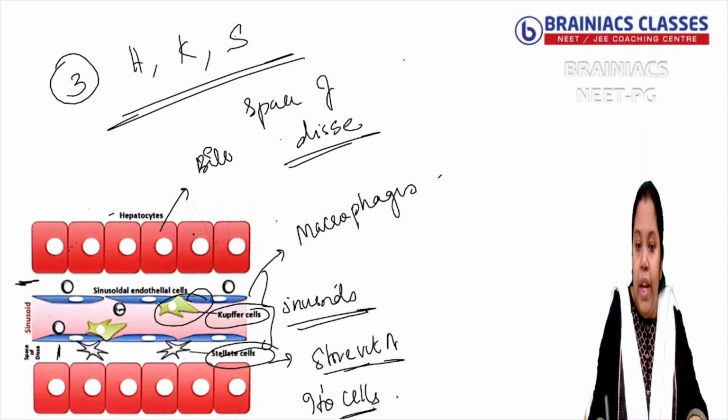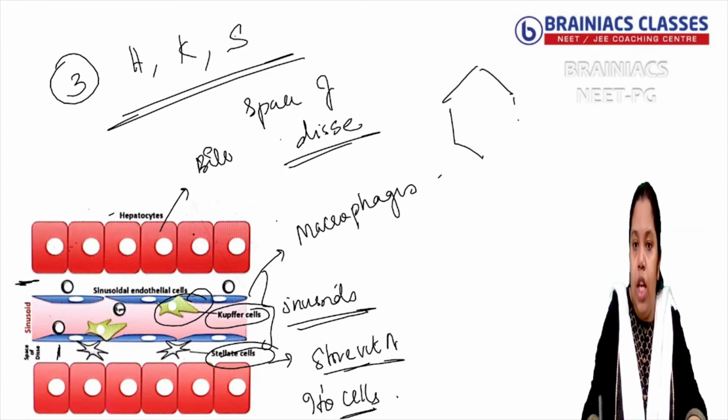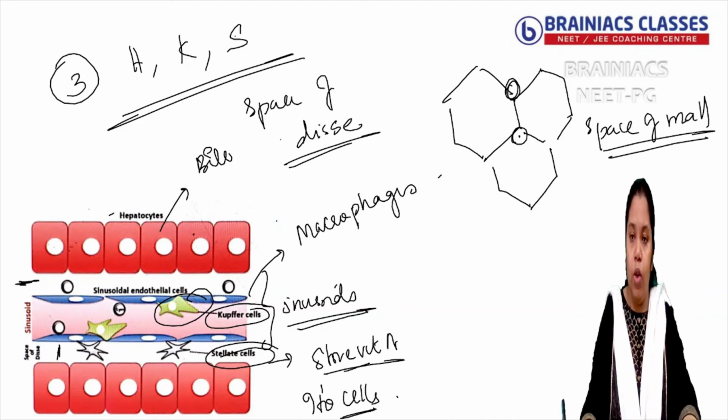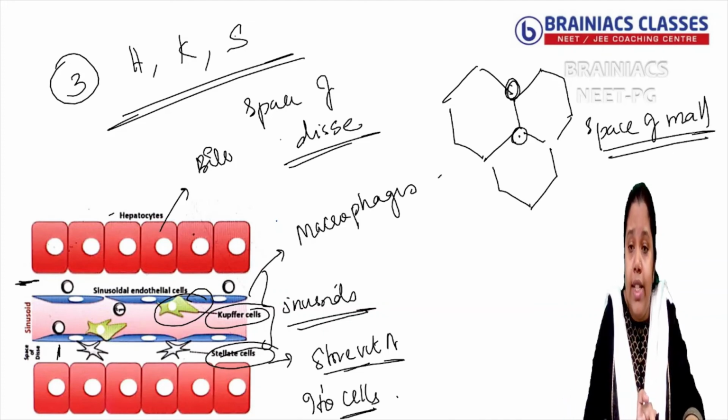And the space in the hepatic lobule. If this is the hepatic lobule, the space where you can see the portal triad is called the space of Mall. So these are the spaces and cells in the liver.